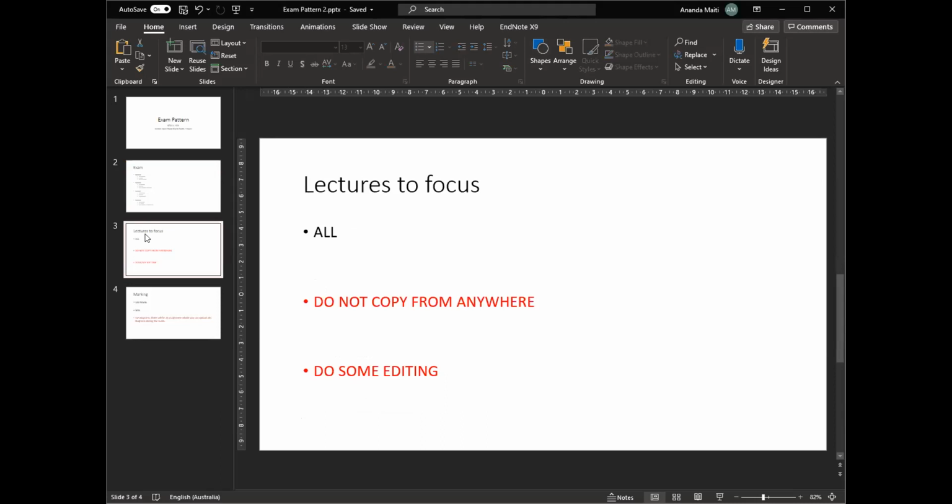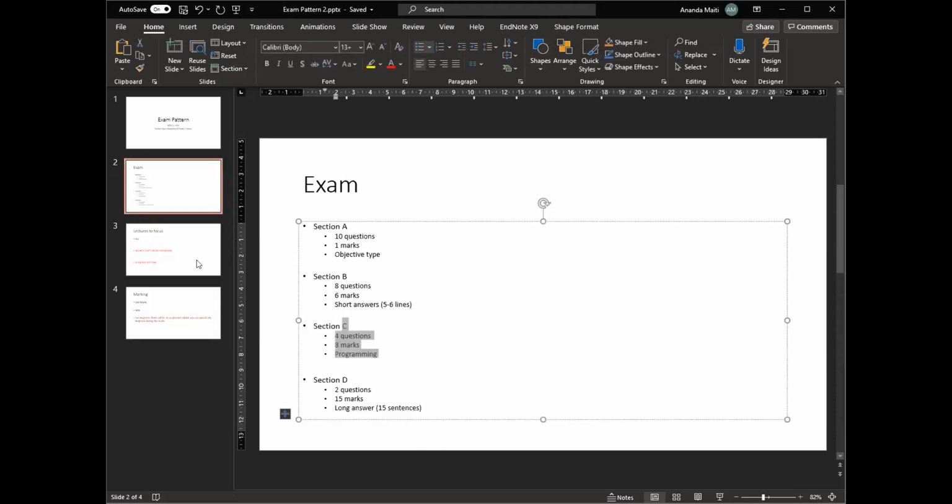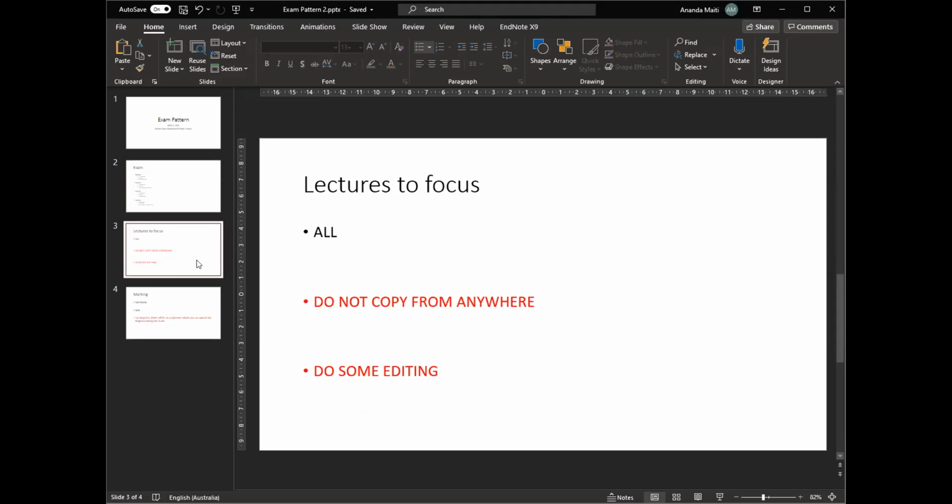So which lectures to focus on? For this unit, I guess every lecture is important because everything is very theoretical, boring, but anyway, theoretical. For section C, the programming part, it's going to be based more on the tutorials, but other than that, the other parts are more theoretical, where you just have to write about different aspects and systems and all those things.